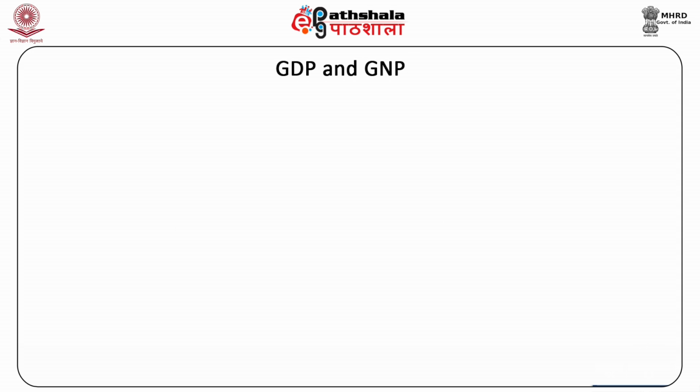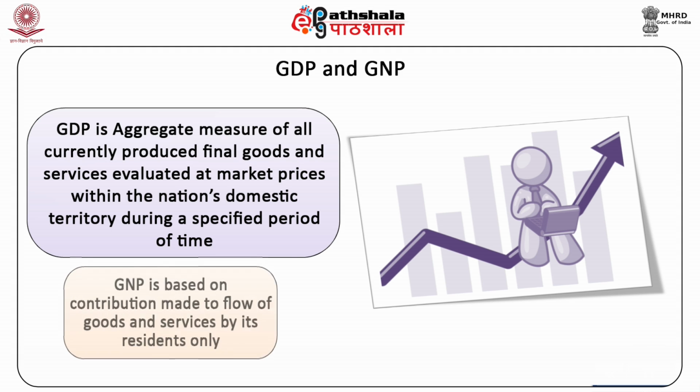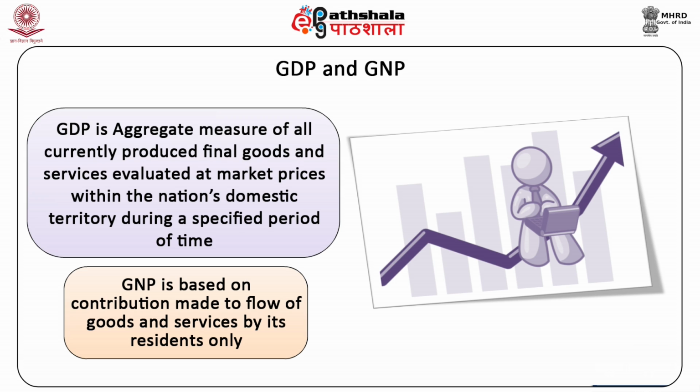Now let us define the terms GDP and GNP. GDP is an aggregate measure of all currently produced final goods and services evaluated at market prices within the nation's domestic territory during a specified period. GNP, on the other hand, is based on the contribution made to the flow of goods and services by its residents only. GNP includes income earned abroad by Indians but excludes income earned by foreign residents in India. In other words, GNP is GDP plus net factor income from abroad.